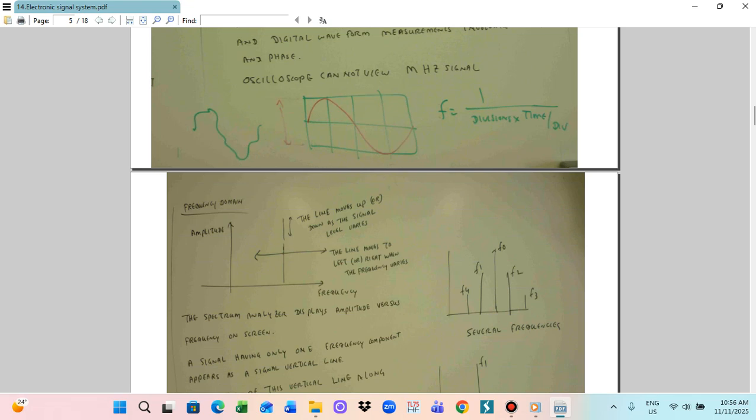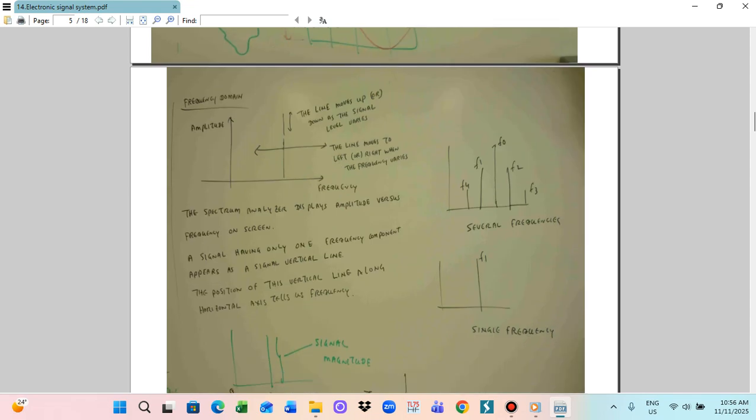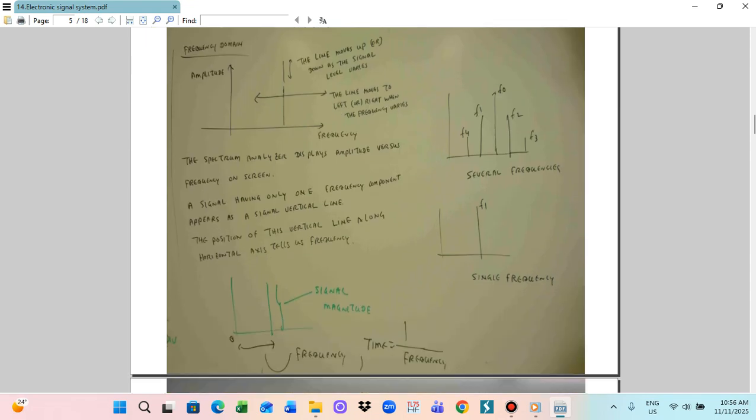So by the way, we can read the frequency. That is for the oscilloscope. Next slide: this is the frequency analyzer. This vertical line, the vertical line amplitude, is the signal magnitude.